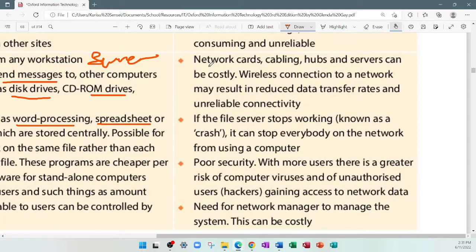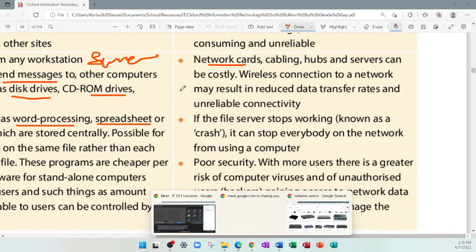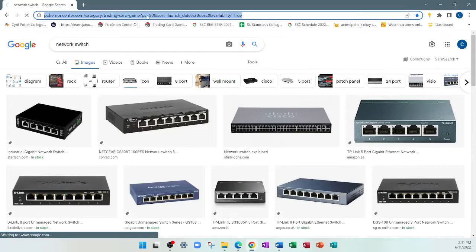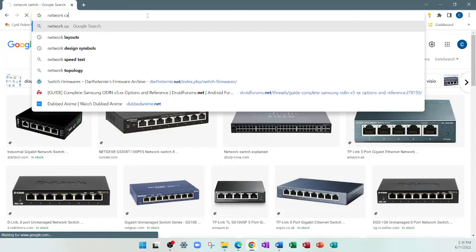Now, what is the disadvantage? Well, obviously you need all the equipment to create this network. So you need a network card. A network card is basically a device that allows you to connect to the network. So let me show you an example of that. So a network card.